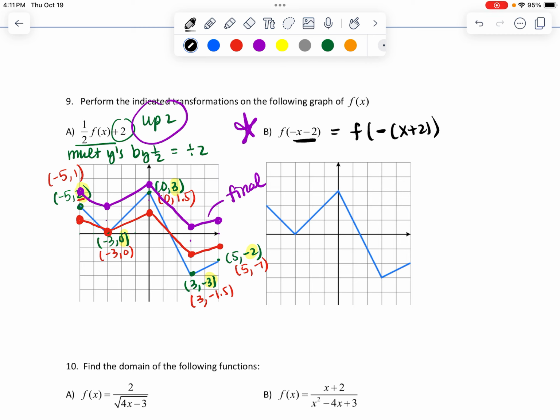So what have we got going on here? You guys, this flips because it changes on the inside over the y-axis. And this goes against logic, so it's going to be left 2. So we're flipping everything over the y-axis and then going left 2.